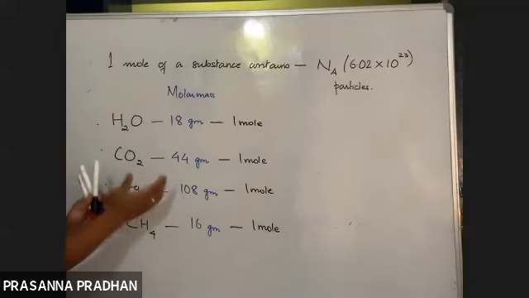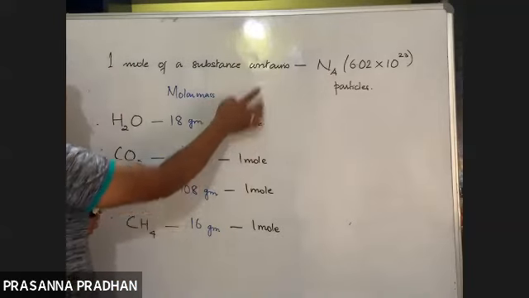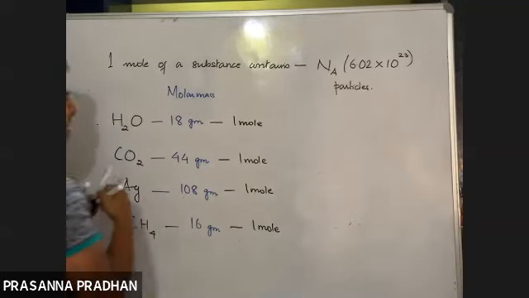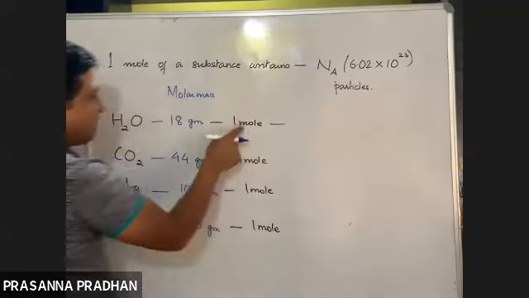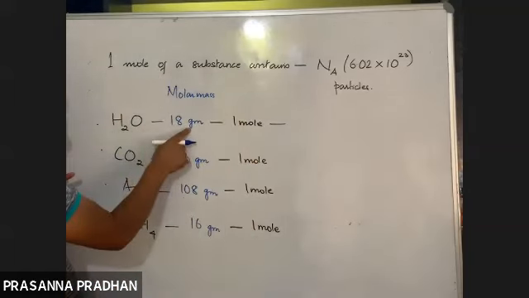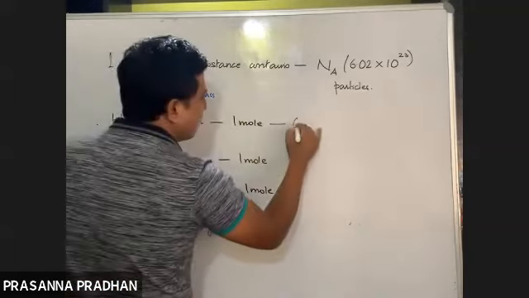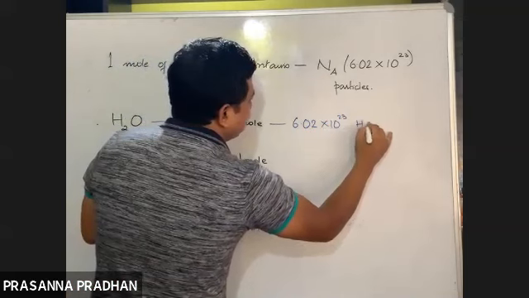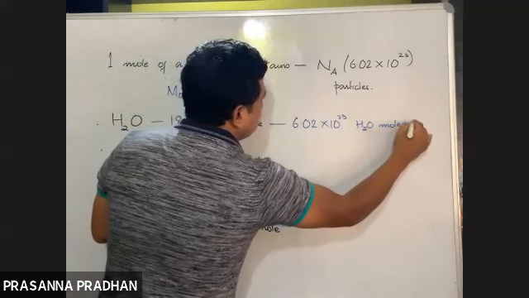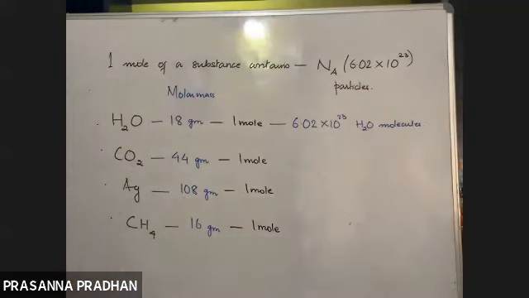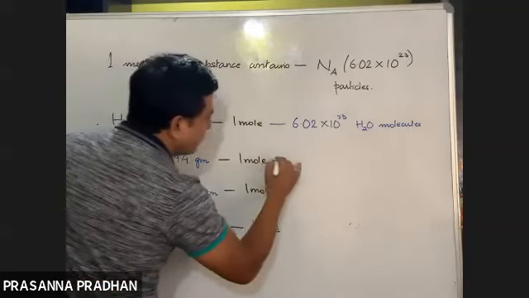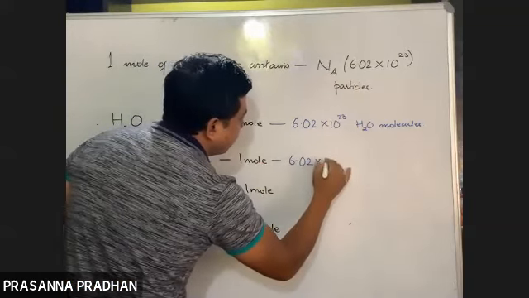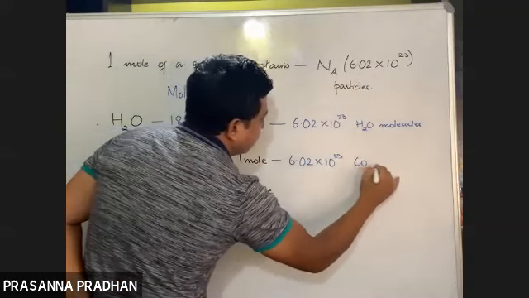Okay, so if I write down this concept out here, right? So 1 mole of a substance contains how many particles? 1 mole contains Avogadro number of particles. So 1 mole of water, that is 18 gram of water, contains Avogadro number of water molecules. Fine. So 1 mole of carbon dioxide means 44 gram. So 44 gram of carbon dioxide, which is equal to 1 mole, contains again Avogadro number of carbon dioxide molecules.